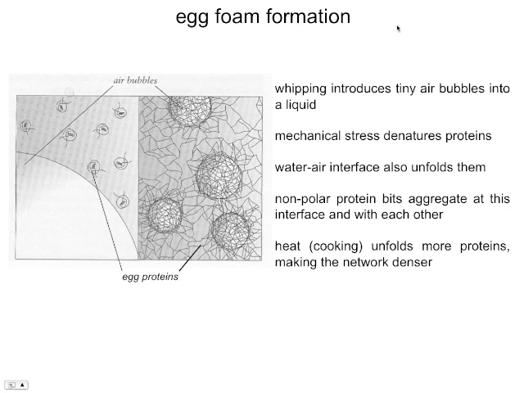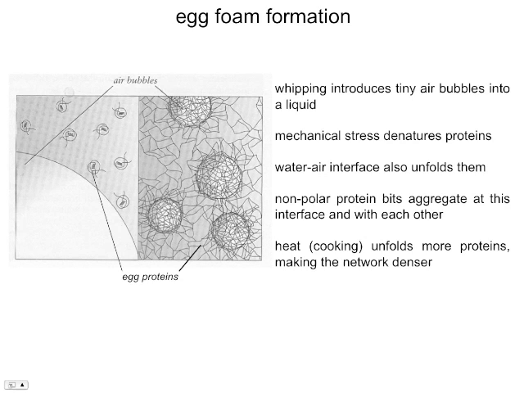Okay, your experiment that you've been working on, or will start working on this week at home, involves egg foam formation. Excuse me. And egg foam formation is a great example of protein unfolding and aggregation. So that's why we focus on it so much with eggs. So here again is a nice picture that you can stare at while I talk to you about egg foams. Whipping introduces tiny air bubbles into a liquid. That's obvious. Mechanical stresses denature some proteins, as I said earlier. Also, exposing proteins that are dissolved in water to an air-water interface unfolds them. And so these unfolded proteins form networks of aggregation around those air bubbles.